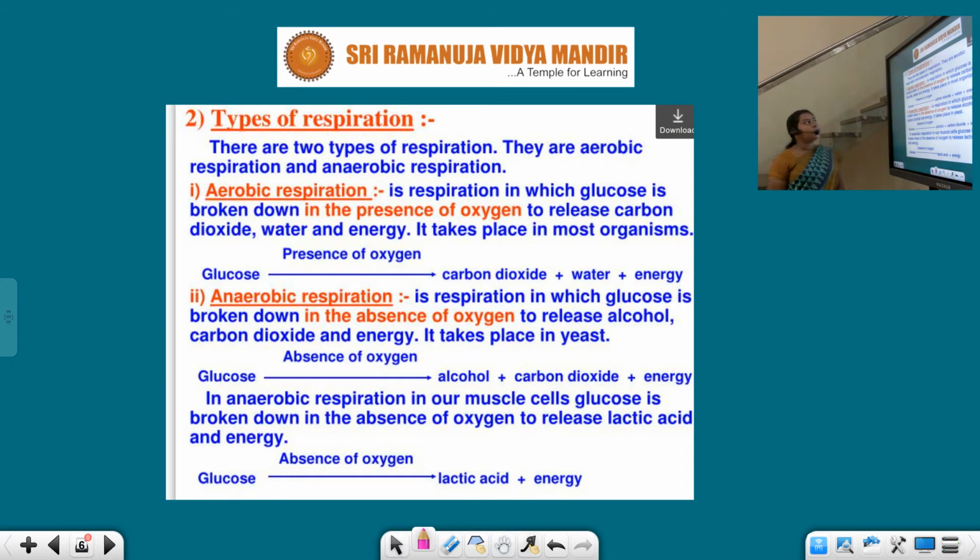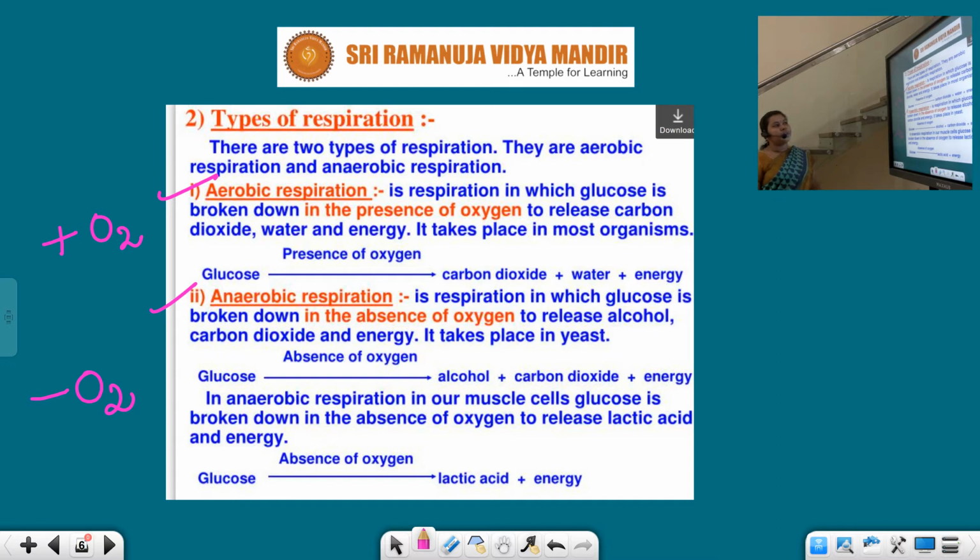Now let us see the types of respiration. There are two types. One is aerobic respiration and the second is anaerobic respiration. Aerobic respiration occurs in the presence of oxygen, whereas anaerobic respiration occurs in the absence of oxygen.